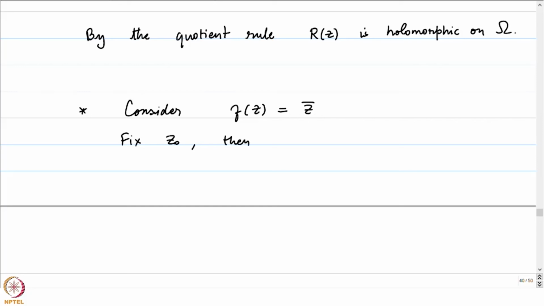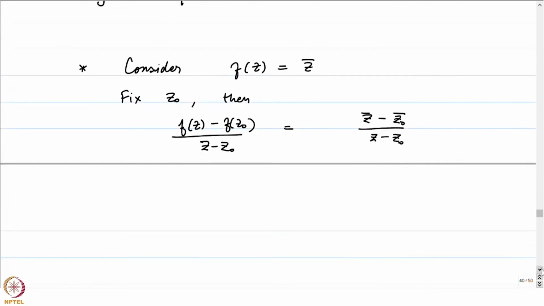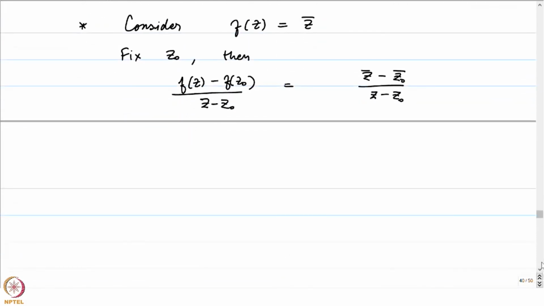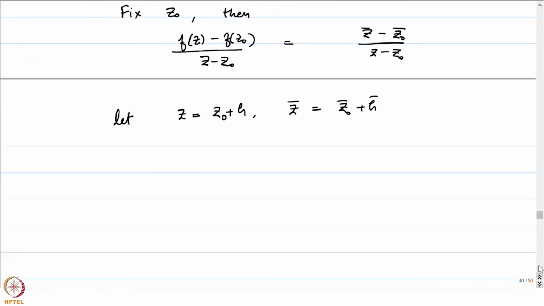Then what will be f of z minus f of z naught by z minus z naught? This is just going to be equal to z bar minus z naught bar by z minus z naught. So let's take z to be z naught plus h for some complex number h. Then z bar is equal to z naught bar plus h bar, and therefore f of z minus f of z naught by z minus z naught is equal to h bar by h, where h is not equal to 0.